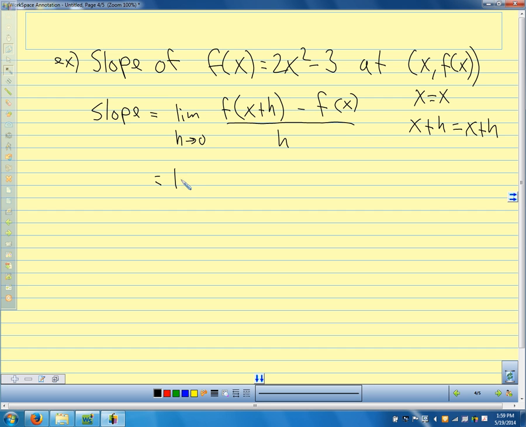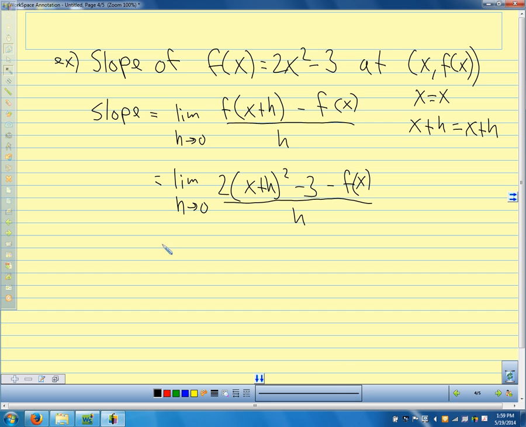So I'm going to say this is the limit as h approaches 0. f of x plus h is 2 times (x plus h) squared minus 3. I'm just plugging this in for x here. Minus f of x, that's just f of x. And we're dividing that by h. And now we're going to simplify this.